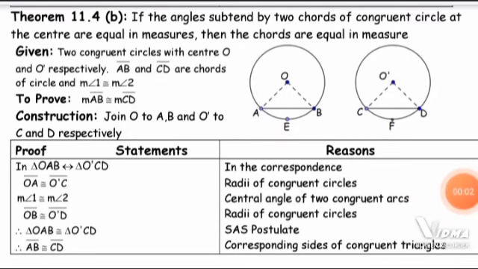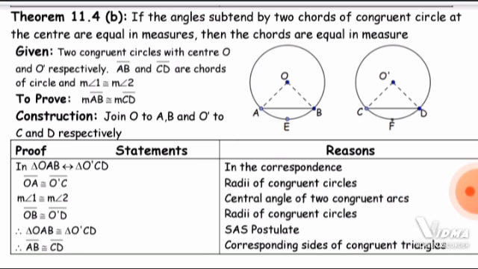Bismillahirrahmanirrahim. Today we will start theorem 11.4 case B, in which the statement says if the angles subtended by two chords of congruent circles at the center are equal in measure, then the chords are equal in measure. That means in this theorem we have to take two congruent circles, two equal circles, one with center O and the other with center O prime.